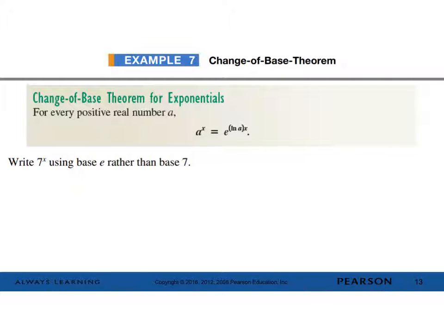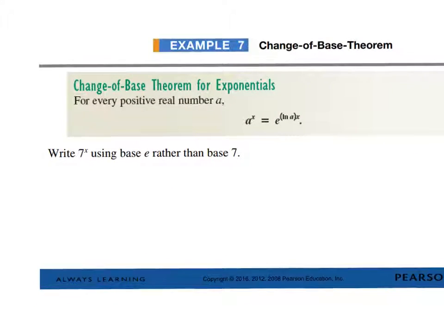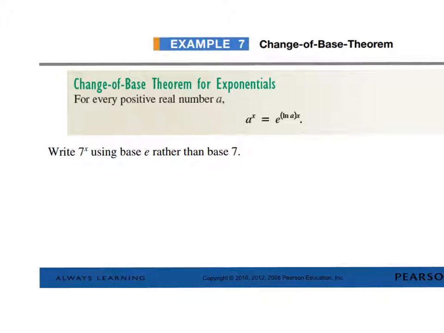This is called a change of base theorem for exponentials. And we're only going to do one example of it because it's not something that we're going to need to do a lot of, because we're not going to solve a lot of equations that are not base e or natural logs. But if you want to write 7 to the x using a base e rather than base 7, then basically the function of 7 is that it's the value of a.